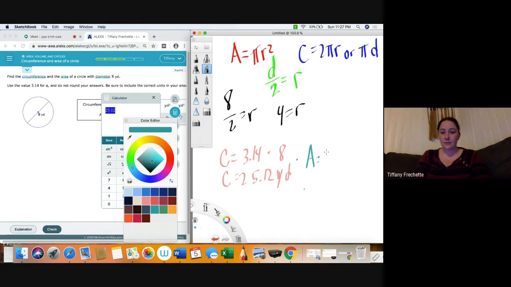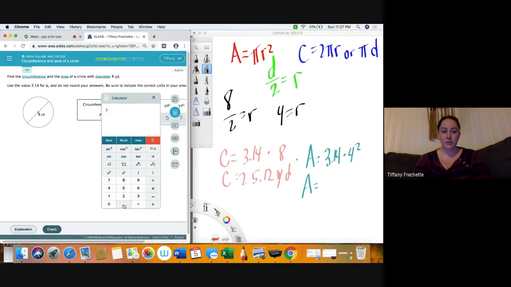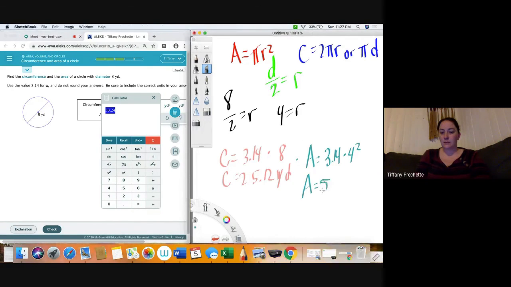We're going to go to our area and complete our area formula here. So area equals pi times r squared. And we know r is 4 because we did the division already. So pi, which is 3.14, times 4 squared equals 50.24. And this is going to be yards squared, because again we have yards times yards, since each one of these 4s has a yard with it. So we write yards squared.